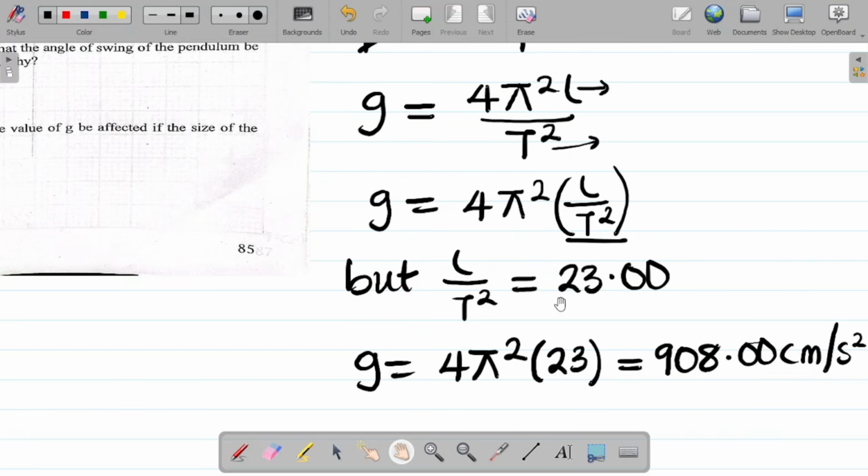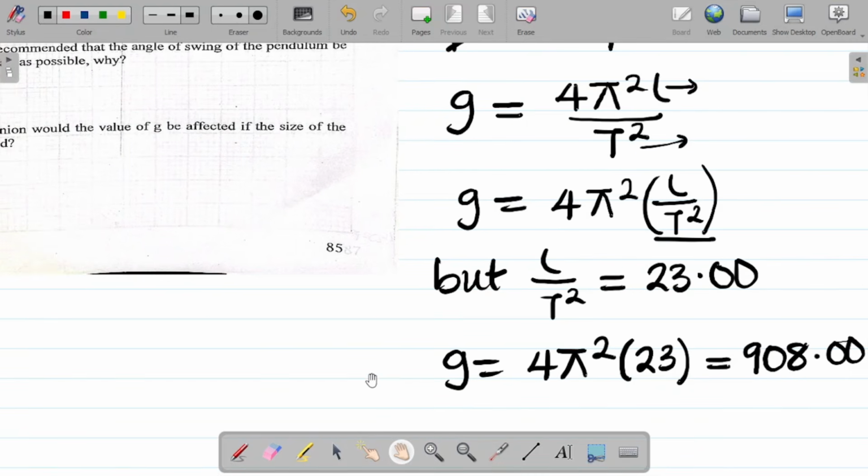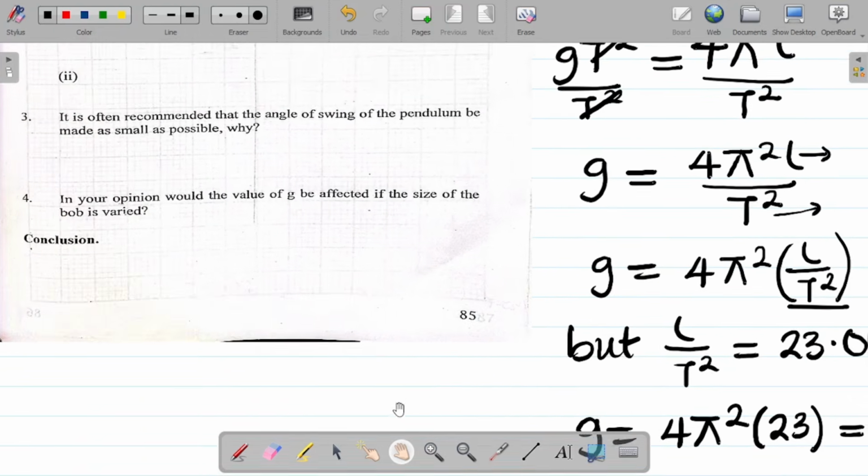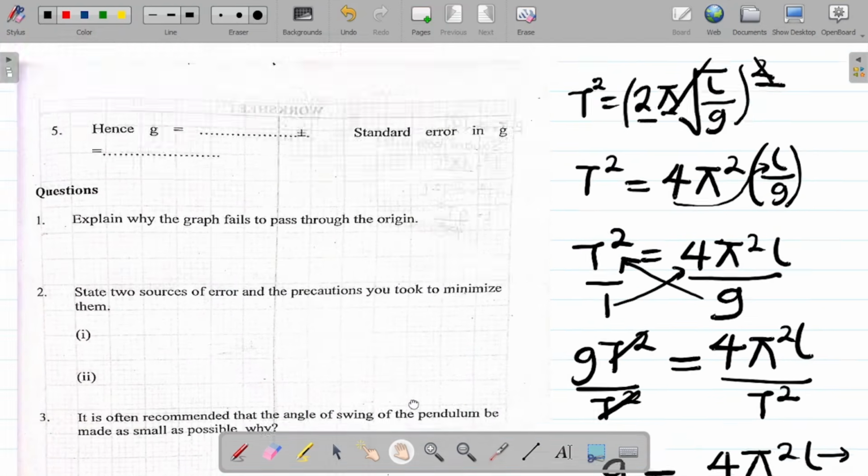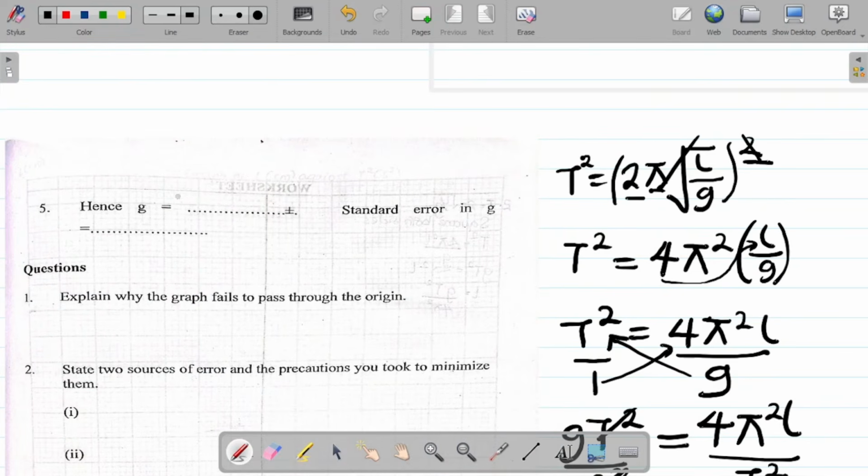All right, so whatever your slope gives you, put that value there. That's the idea. 908.00, that's the value of G. So we can say the value of G is about 908.00 cm per second squared. So I have this.